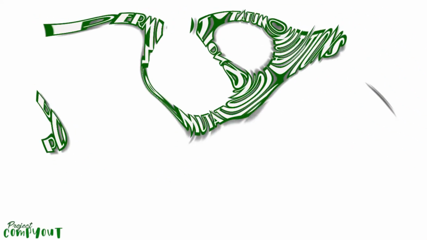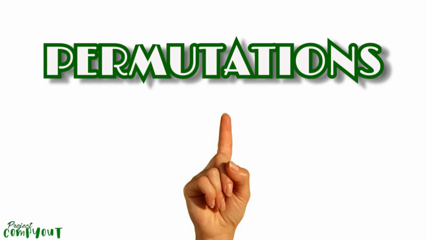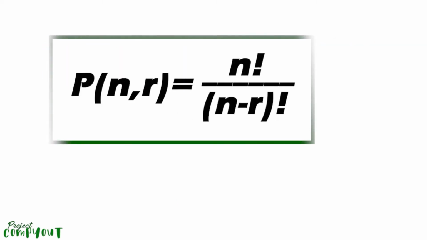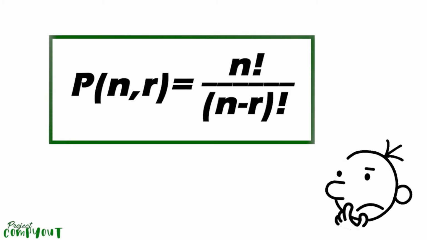Hi, in this video, we will try to understand the concept of permutation. We will know how to interpret and solve problems involving permutation. We know that the permutation for n objects taken r at a time is given by the formula such that n is greater than or equal to r.